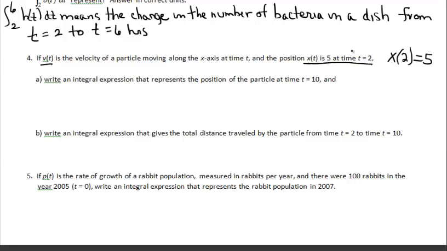So here's your rate, here's your regular function right here. It's just we're using v and x instead of, say, f prime and f. So anyway, this is kind of what we call an initial condition. All right, write an integral expression. I know I'm going to need an integral that represents the position of the particle at time equals 10.